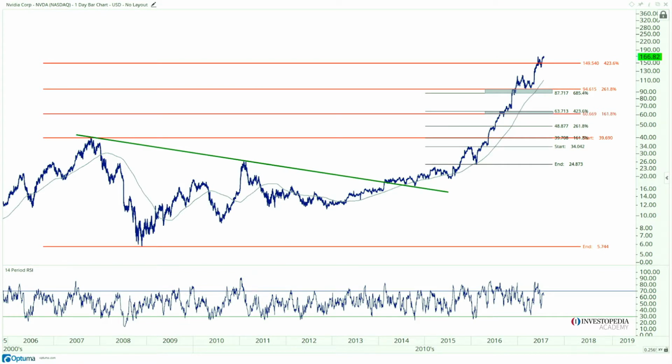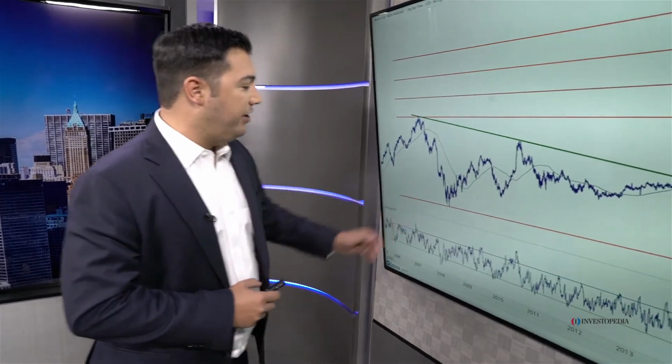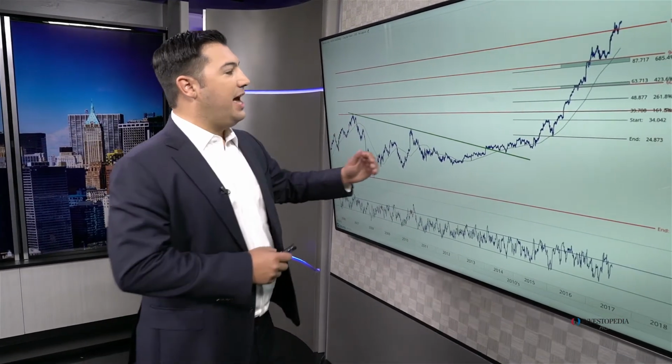Here we're taking a look at NVIDIA. We have a monster consolidation, a massive triangle of sorts, with the peak in 2007 and the bottom in 2008. Look how long it took to repair that decline. So once we get back to that level is where we start our Fibonacci.